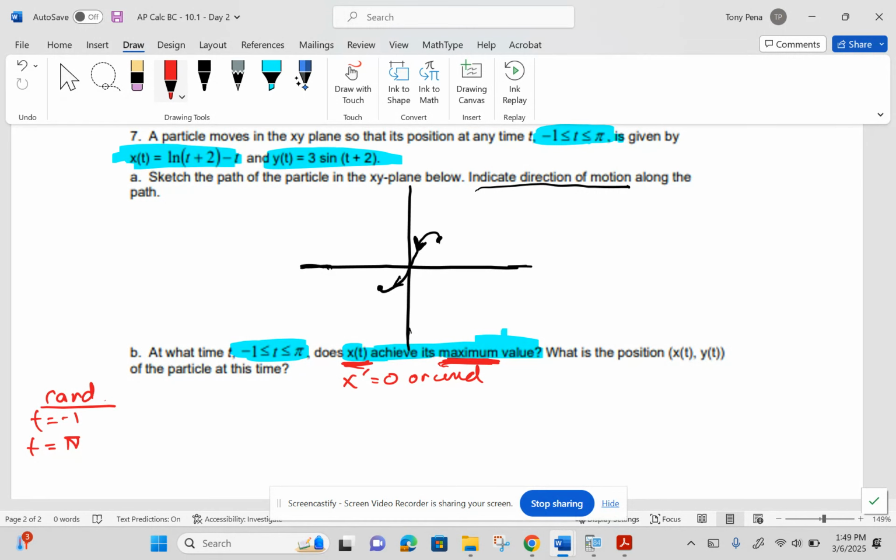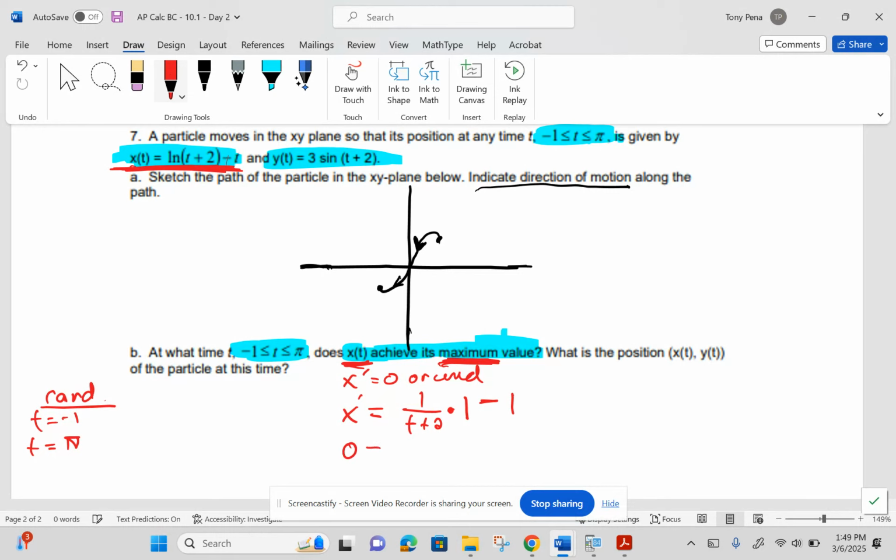So while there's a y equation up there, because we're only trying to figure out what our maximum x position was, we're only going to work right now with this equation here. So we want to take the derivative of x. So it's a natural log, so you would do 1 over the inside times the derivative of the inside, and then minus the derivative of that t, which is a 1.